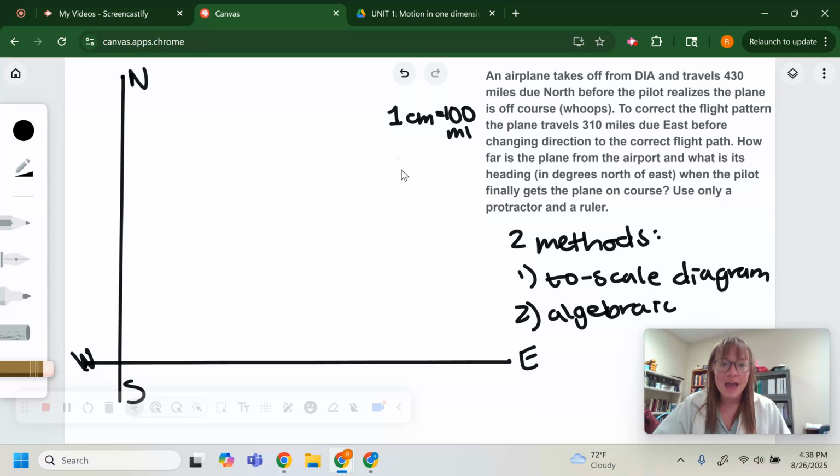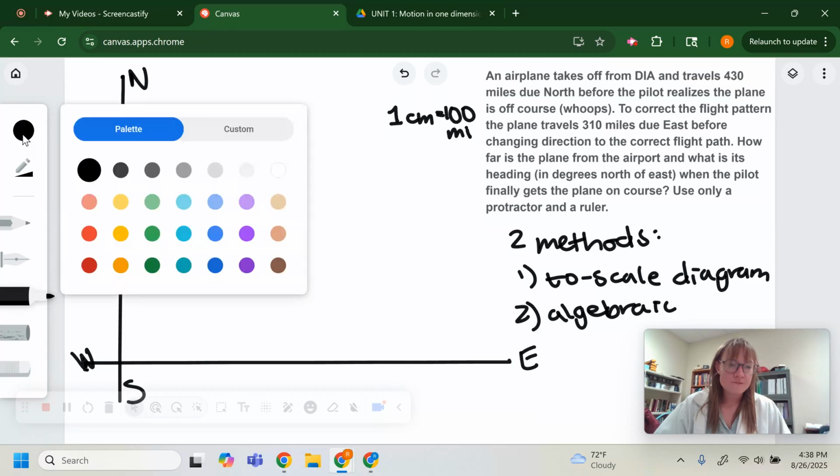Okay, after you have written your scale, now the next step is to draw your vectors. I'm going to draw my vectors in a different color. For my first vector, I'm going to choose green. Well, I was going to choose green.